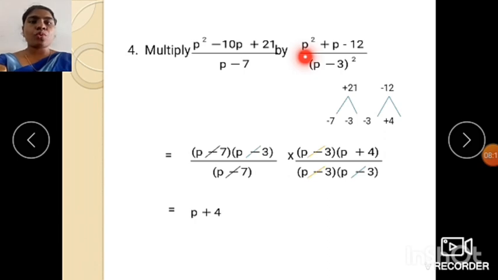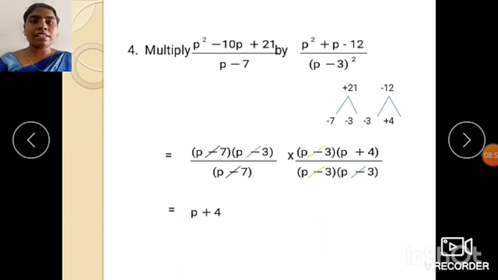See the next term, p square plus p minus 12. Here we need to find the factors for that. When I multiply two numbers, I should get minus 12, and when I add, I should get plus p. It depends upon the sign. So minus 3 and plus 4. Minus 3 into 4 will give you minus 12, and minus 3 plus 4 will give you plus p. So the factorization for this term is p minus 3 into p plus 4. And see the denominator, p minus 3 the whole square, which can be written as p minus 3 into p minus 3.